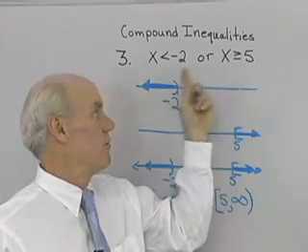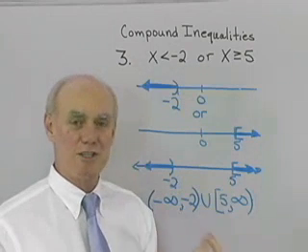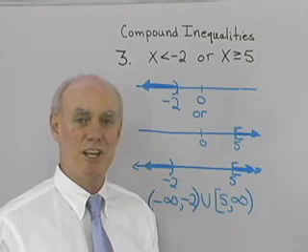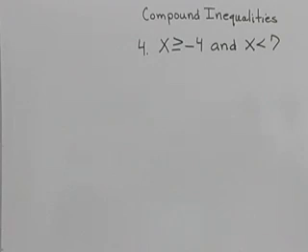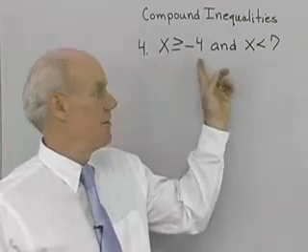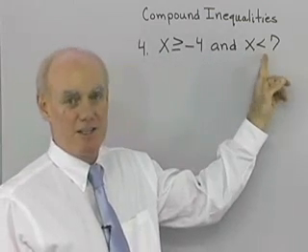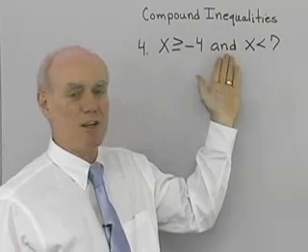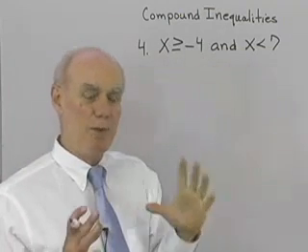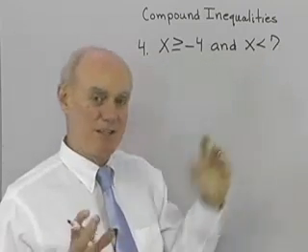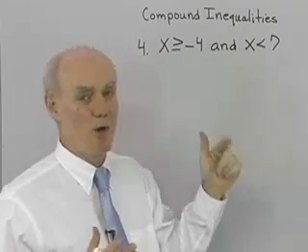When I have two inequalities connected with the word or, that's called a compound inequality. Let's see what happens when we have two inequalities connected with the word and. That would be problem number 4, where I have x is greater than or equal to -4 and x is less than 7. So here I have one inequality, a second inequality, connected with the word and. On the number line, I want to find all the numbers that do this and do this. That's different than all the numbers that do one or the other.